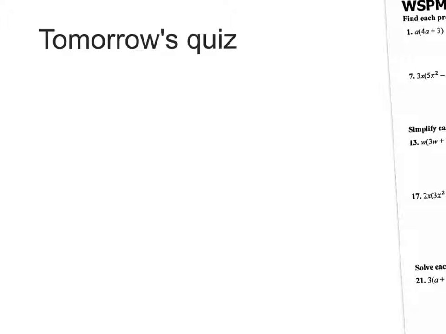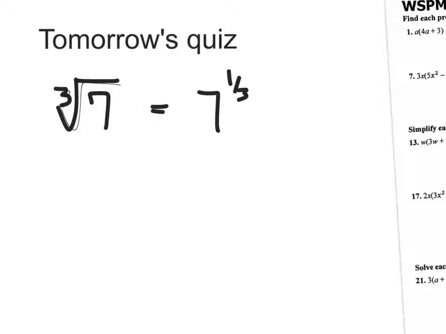So, ladies and gentlemen, on tomorrow's quiz, we're going to have a lot of different sections, with a couple of questions on each section. The first one is being able to change from a rational exponent to a radical, or a radical to a rational exponent. If I tell you the third root of 7 and ask you to change that to a rational exponent, that'll be 7 to the power of 1/3. It's not 7 times 1/3, but 7 to the power of 1/3.